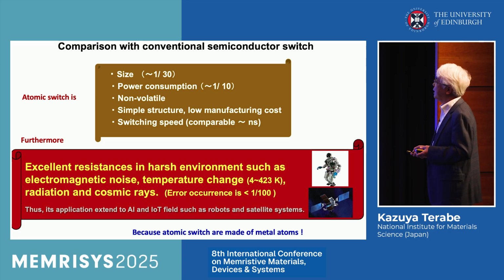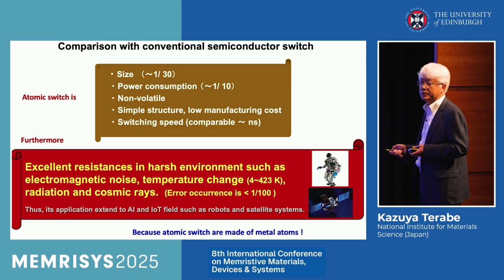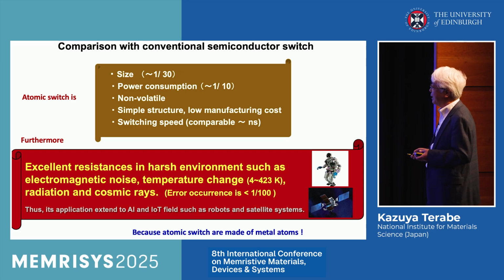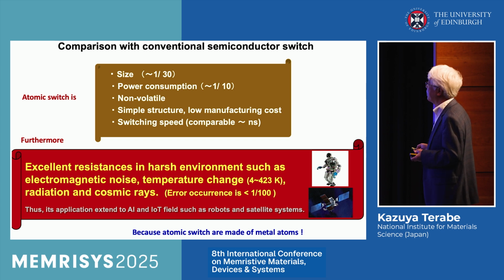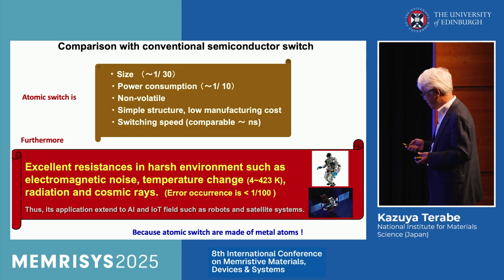So the radiation error occurrence is less than 1/100 compared to the conventional semiconductor. So its application extends to the AI and IoT fields, such as robots and satellite systems. Such advantages come from the metal filament operation.